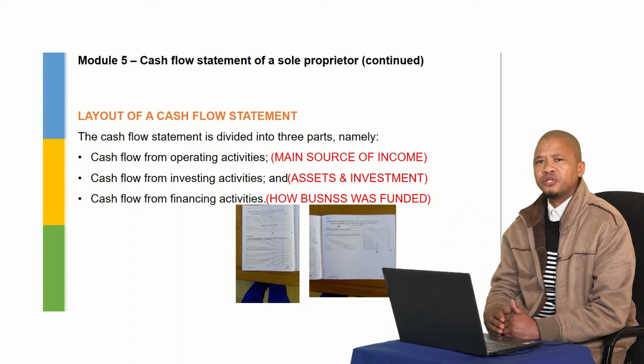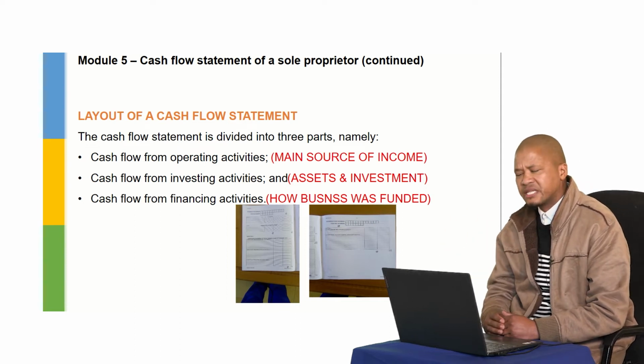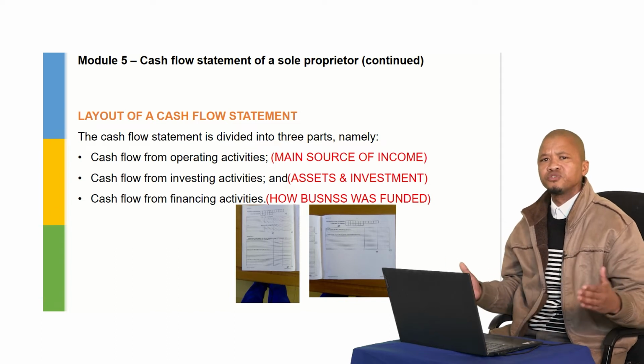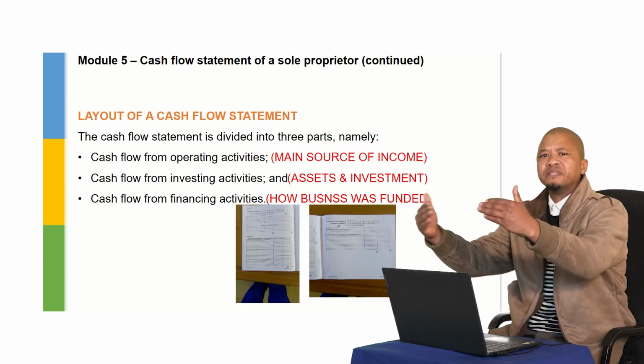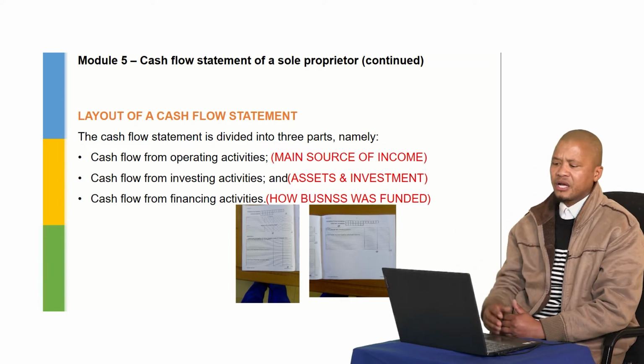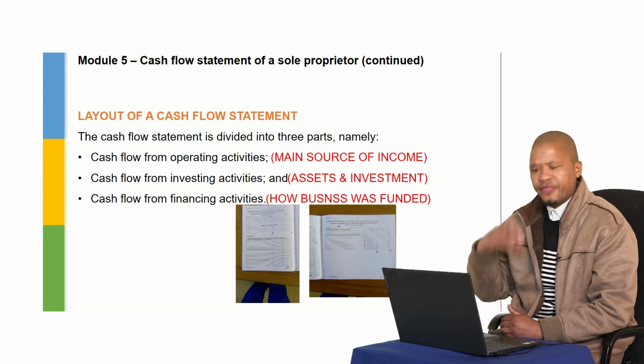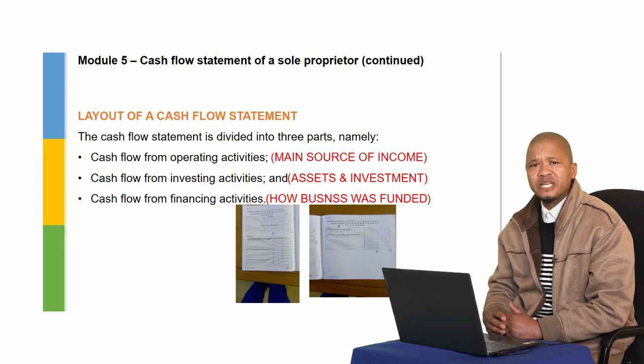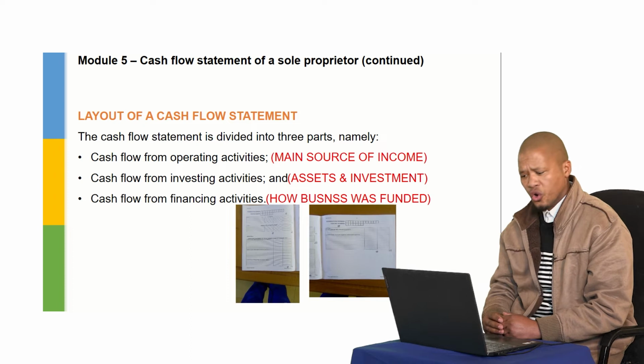The second category is your cash flow from investing activities. That's where we ask, what fixed assets do you have, and what other forms of investment do you make to supplement the income of the business? The other category is your financing activities. That's the question: how do you fund your business? It can be your capital contribution and it can be your loan.